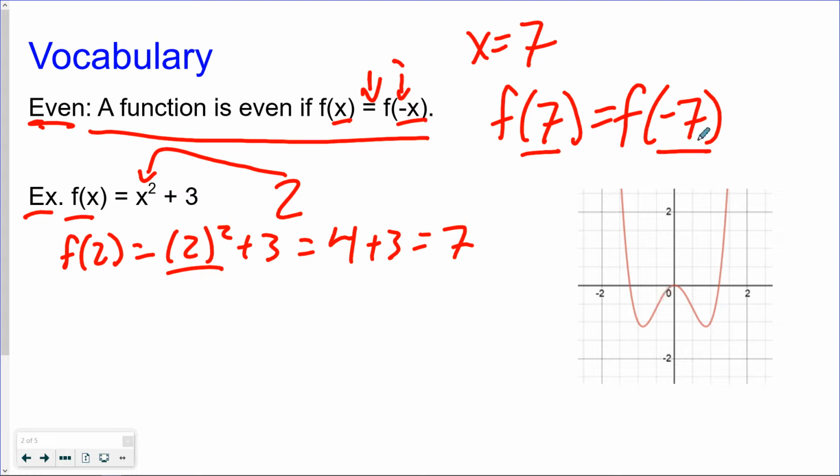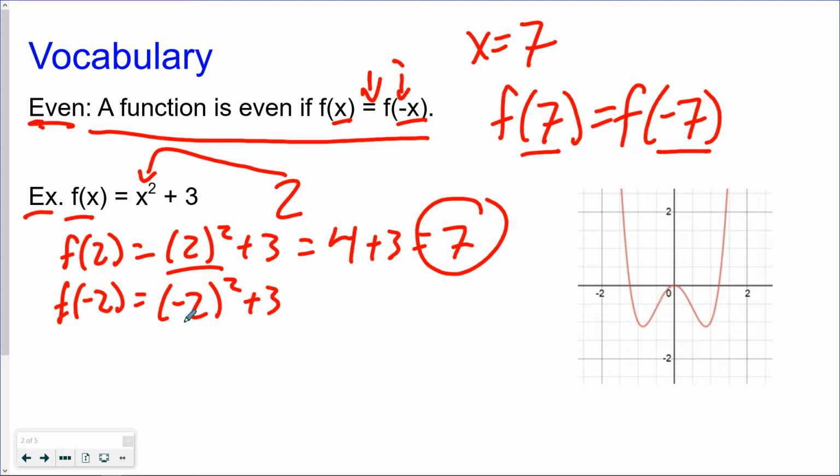All right. Now we're going to plug in negative 2. And we want to know, are we going to get 7 again? If we do, it's even. If we don't, then it's not even. So if we plug in negative 2, we get negative 2 squared plus 3. Because the negative is inside the parentheses here, this means negative 2 times negative 2. A negative times a negative is positive, so it turns into a positive 4. Bring over our plus 3, and we get 7. Okay, because we get the same number, they're both positive 7, that means this is even.